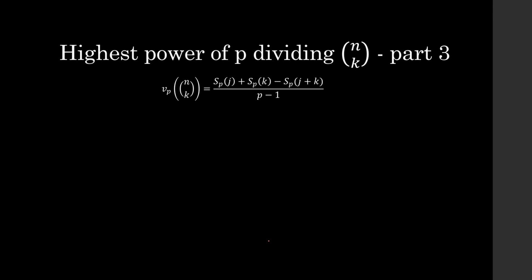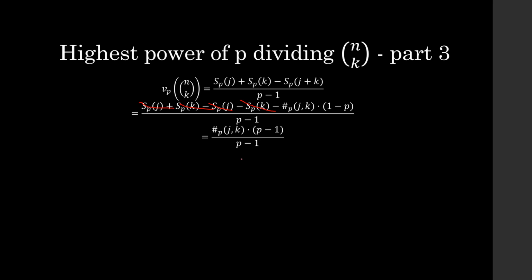So now that we've got that, I can look at this expression again, and I can just plug in what I just got. And these guys cancel out, and these guys cancel out, and so we're left with this. And then the minus distributes inside here to get P minus 1. And then these two cancel out to leave me exactly with #P of J, K. And if I plug back in, remembering that J is N minus K, I get #P of N minus K, K, which is exactly what we were trying to prove. So I don't know about you, but I think that's a pretty neat proof. And just a pretty neat tool for finding the highest power of P that divides N choose K.